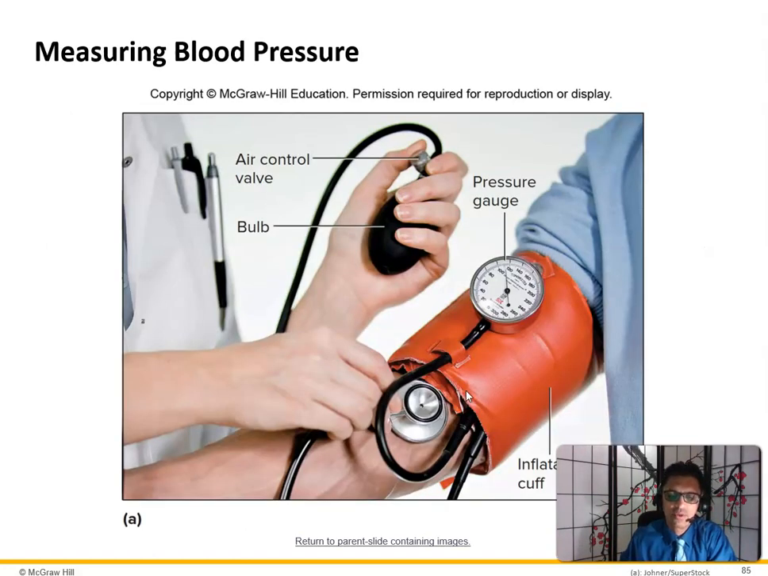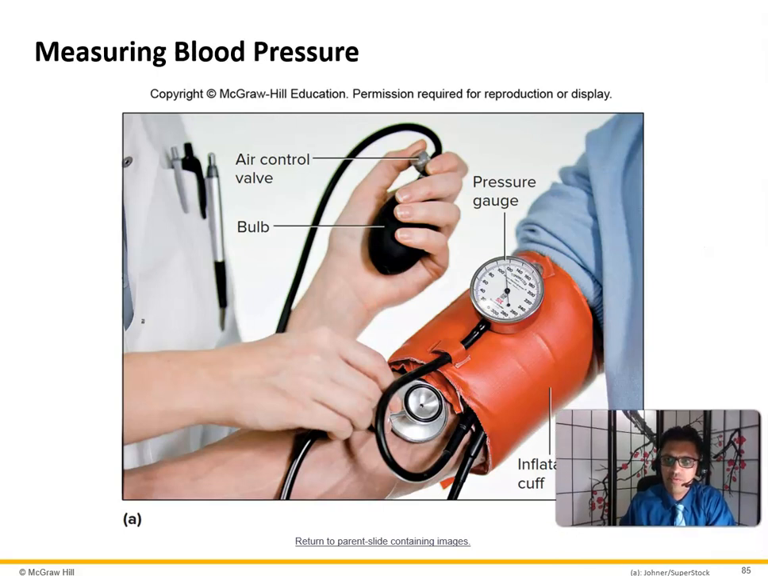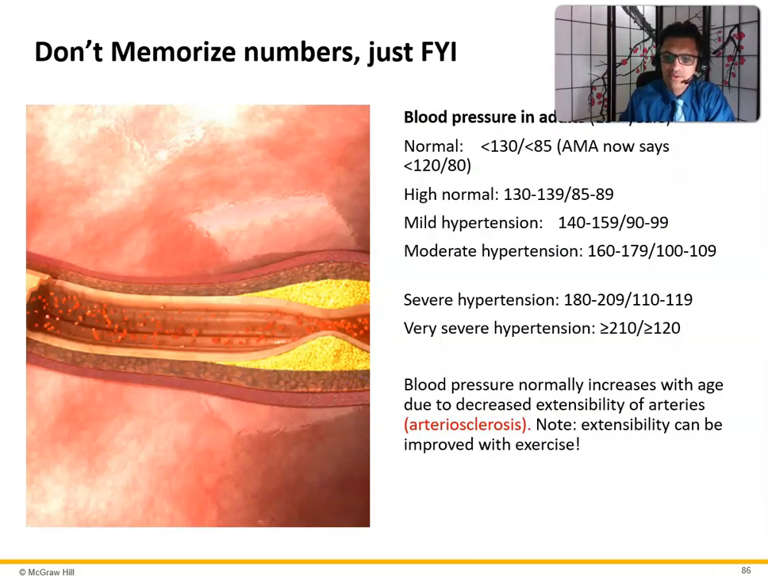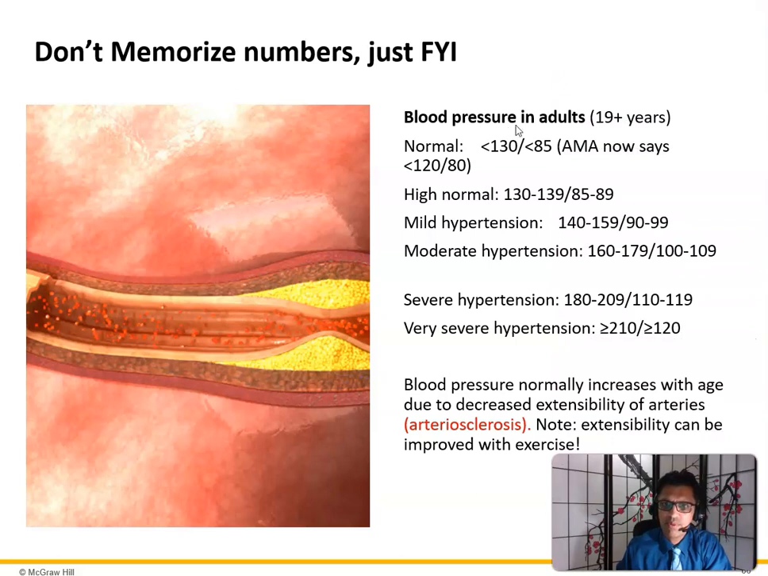So here is, I'm sure you've seen this in the doctor's office, maybe you've used one, a sphygmomanometer. It's hard to say. Okay, so this you don't have to memorize, but blood pressure in adults, 19 plus years, normal. The AMA says less than 120 over 80. Normal used to be less than 130 over 85, but now it's getting lower and lower. So maybe they can put you on some blood pressure medications, right?